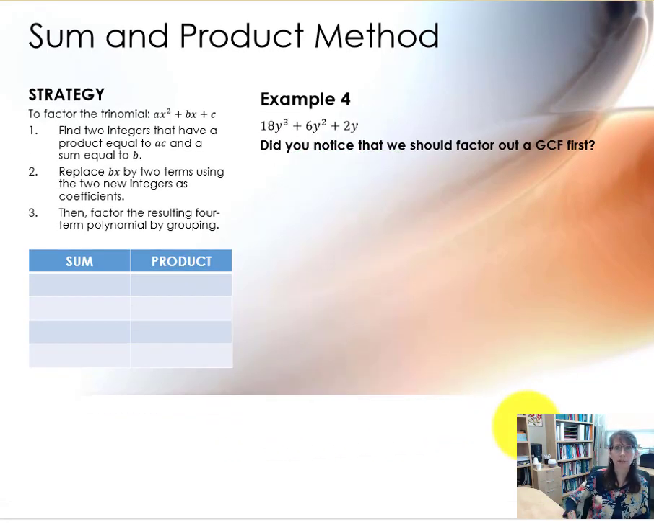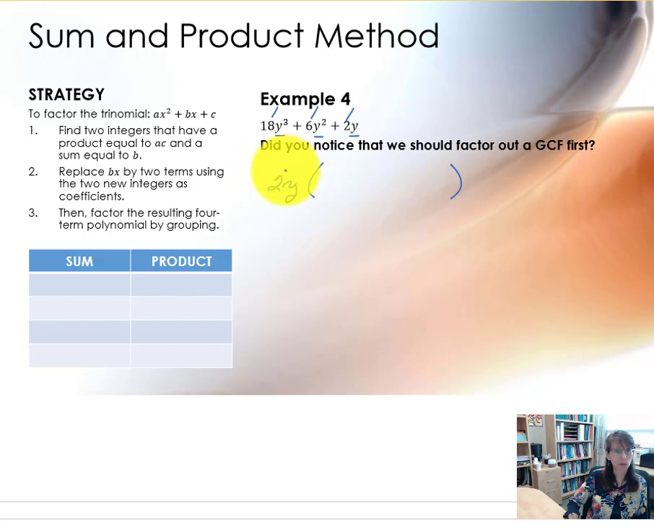So we'll try another one like that last one because it is a little more complicated. 18y cubed plus 6y squared plus 2y. So notice that 18, 6, and 2 are all divisible by at least 2. And we also have a variable in common for all terms. So we have at least y in common. So let's see what's left over.